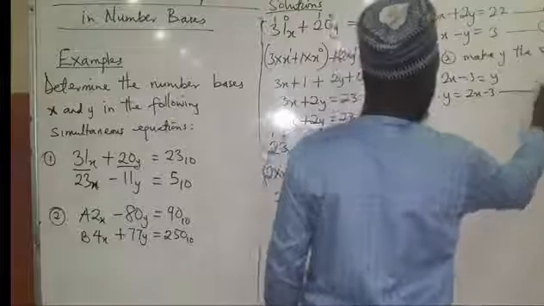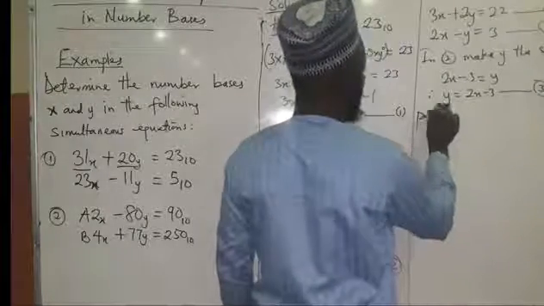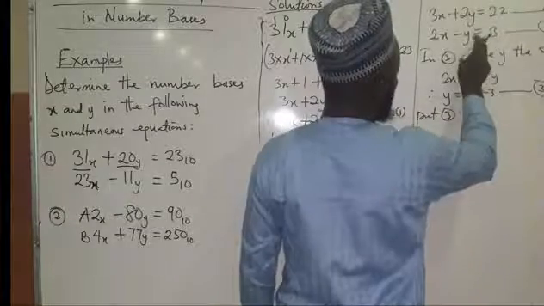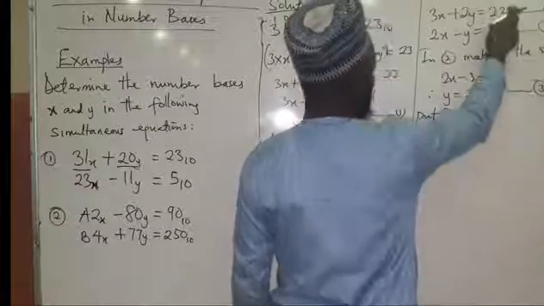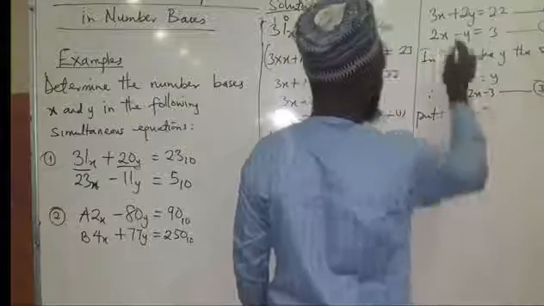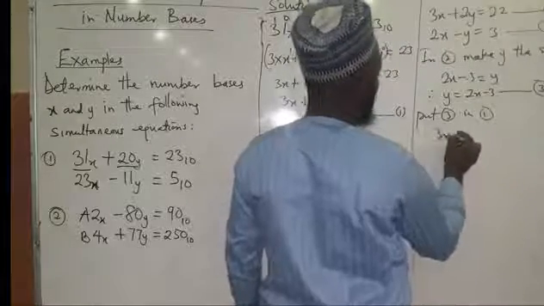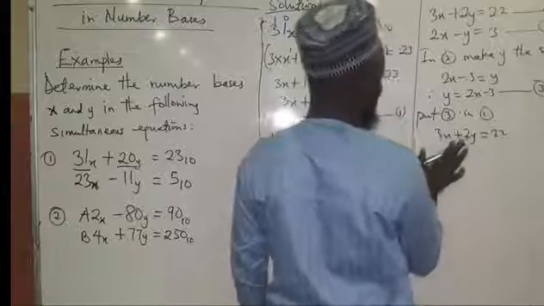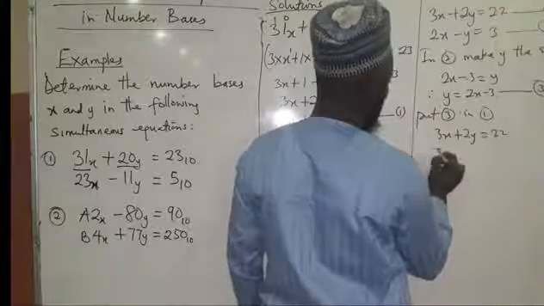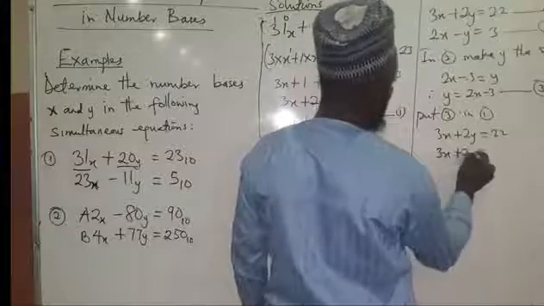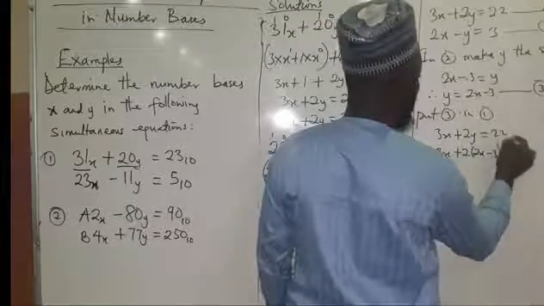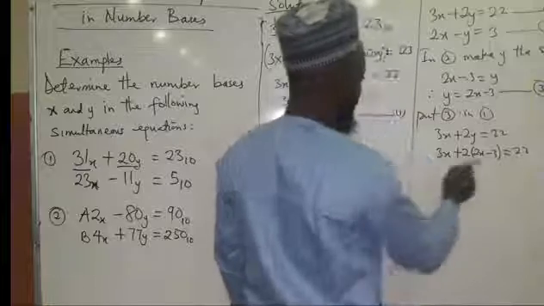This will give us equation 3. So we now put 3 in, because we used 2 to form 3. So we substitute back in 1. So 1 is 3x plus 2y equals 22. Wherever we see y, we put this there. So this will be 3x plus 2 into bracket 2x minus 3 equals 22. So we open the bracket here.